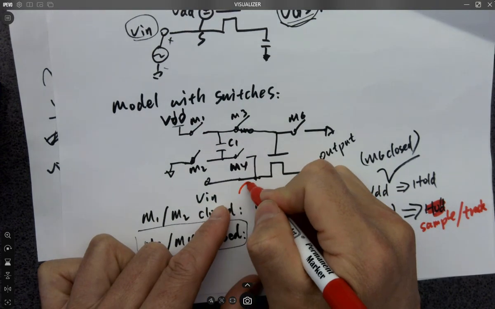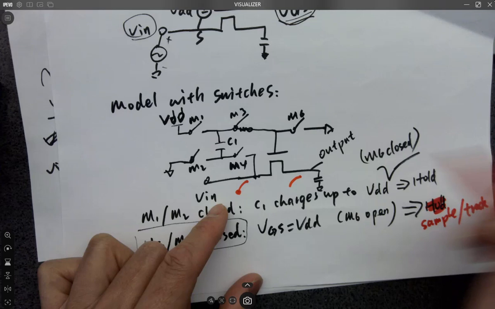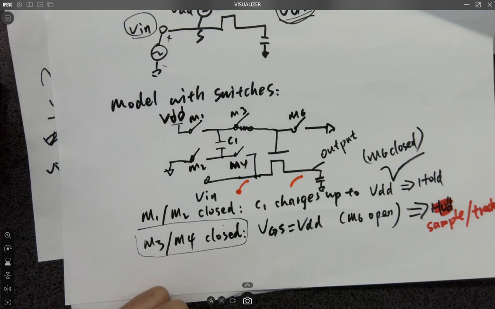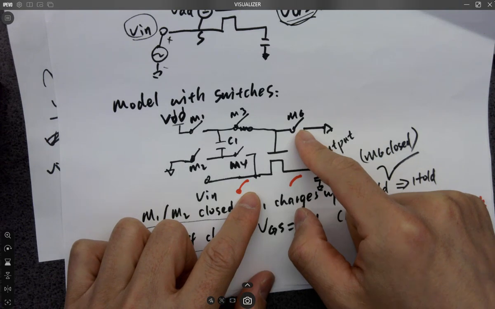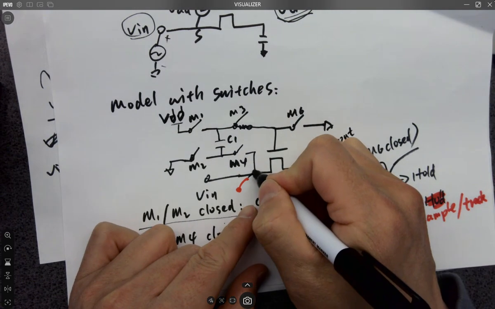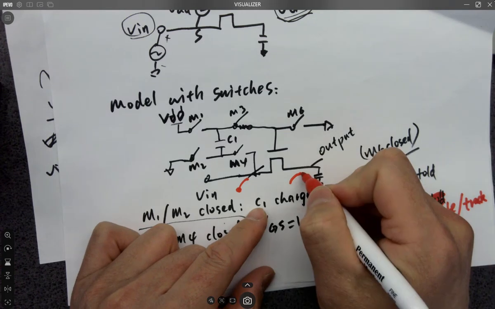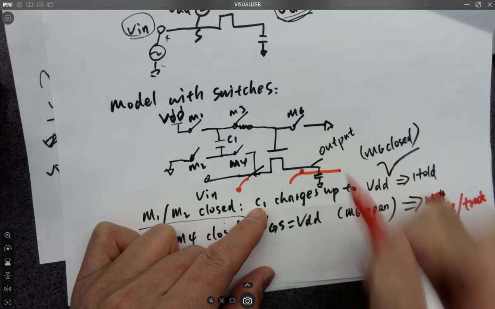Like I got a V in like this. Is this just sampling this point or is it tracking? It's tracking because it's on. So when does it stop tracking? Yeah, when M6 is closed. What's going to happen? This still goes on as a sine wave. What's happening here? Hold.